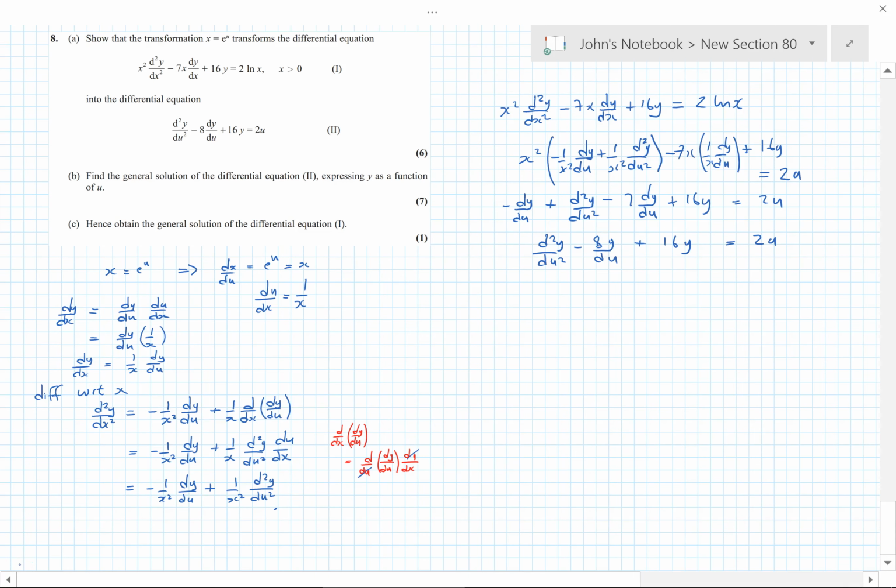Okay, so we're on to part B, which is now really standard stuff. Let's look at the auxiliary equation. We're going to work out the complementary function here first. The auxiliary equation related to that is m squared minus 8m plus 16 equals 0. That's m minus 4 squared equals 0. So that means m equals 4, so it's repeated.